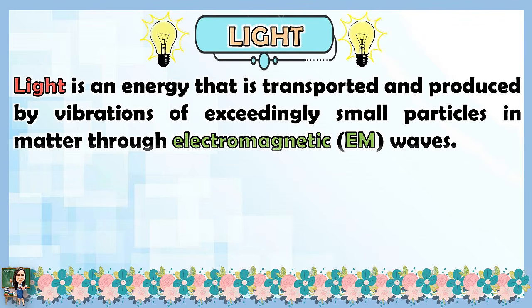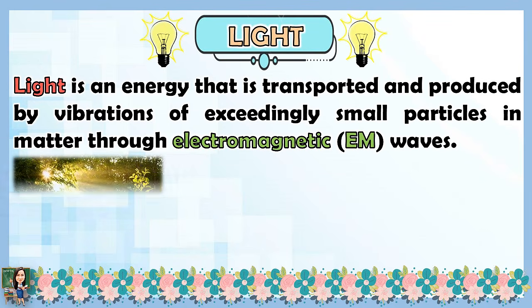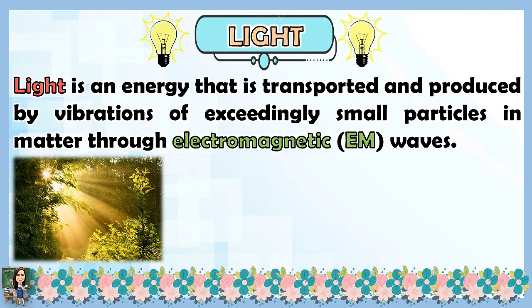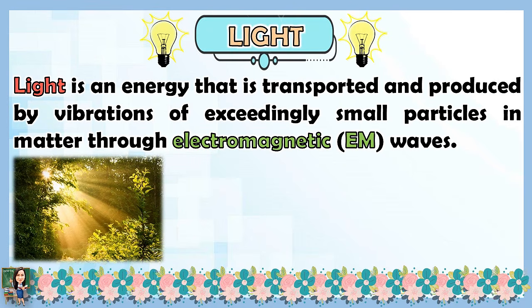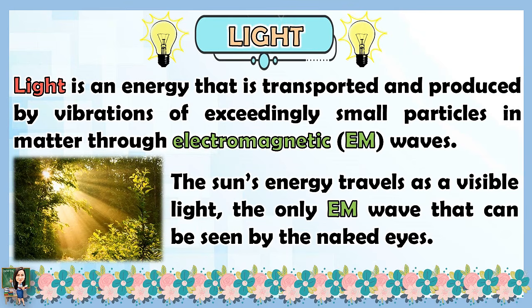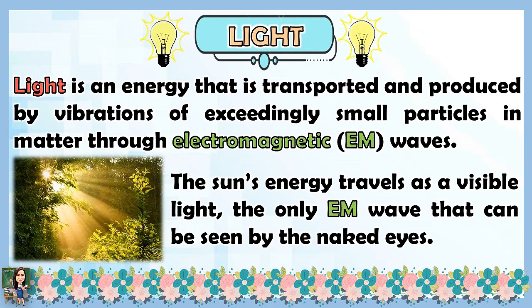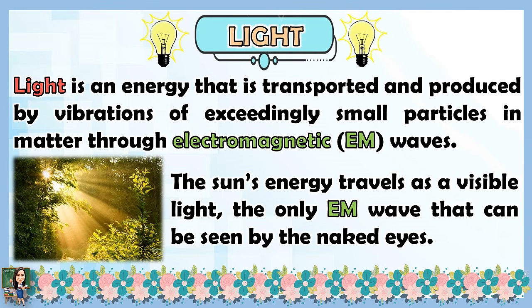Light. Light is an energy that is transported and produced by vibrations of exceedingly small particles in matter through electromagnetic waves or EM. The sun's energy travels as visible light, the only electromagnetic wave that can be seen by the naked eyes.